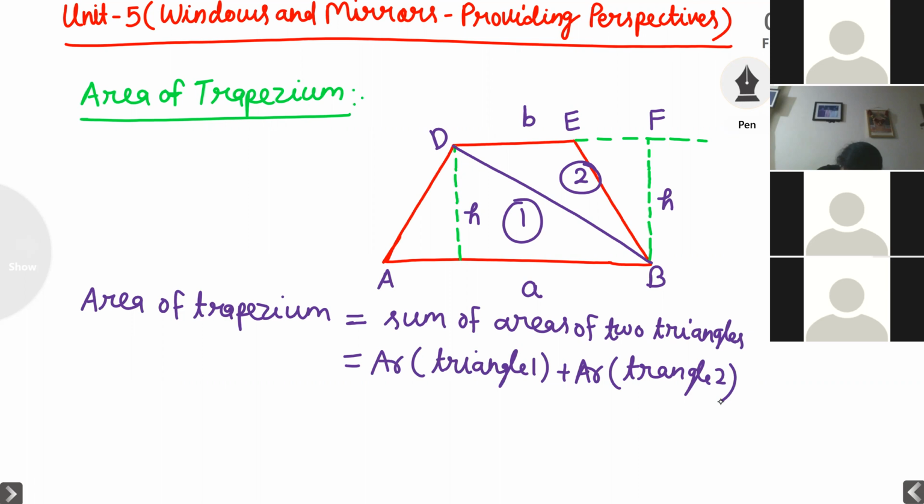Now you are observing the first triangle. If I want to find the area of the first triangle, 1 by 2 into base into height. Base is A and height is H. Note down: 1 by 2, base is A, height is H, plus the second triangle. What is the base here? Base is B. 1 by 2 into base B, height H. Observe carefully, everyone.